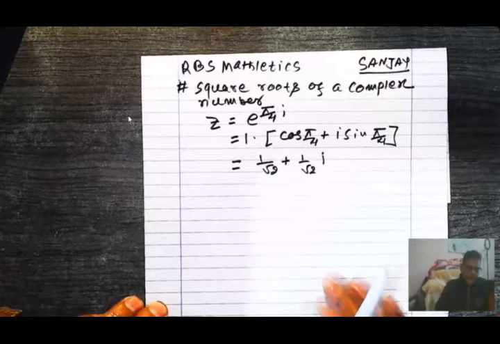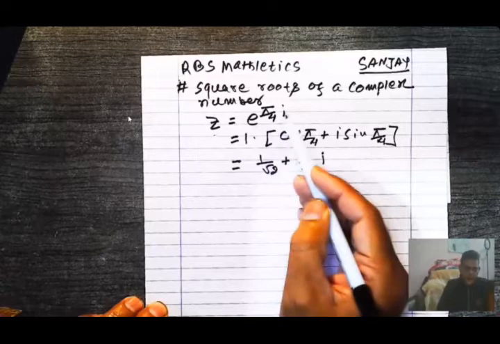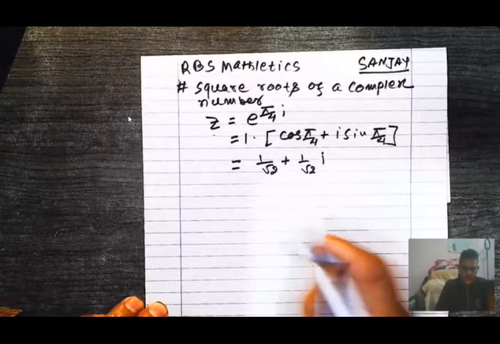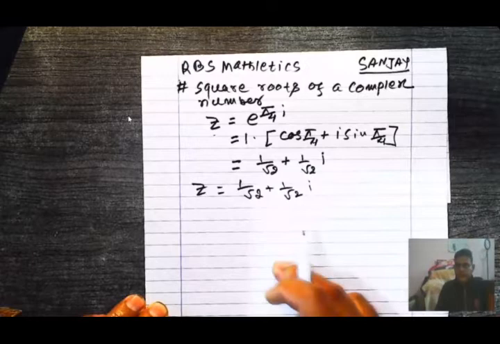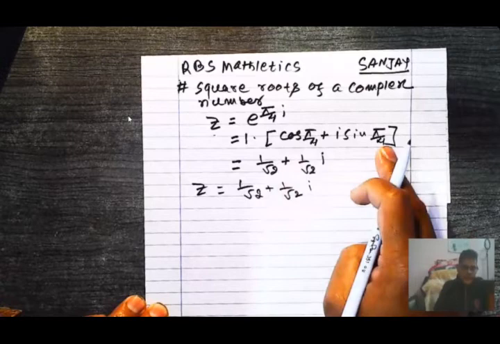So z is given as e to the power i pi by 4, then this is in the trigonometrical form, and then this is in the Cartesian form. So let's take z equals 1 by root 2 plus 1 by root 2 i in the Cartesian form. If you get the answer, you know from our previous class that you can convert that into the trigonometrical form and also into Euler's form.